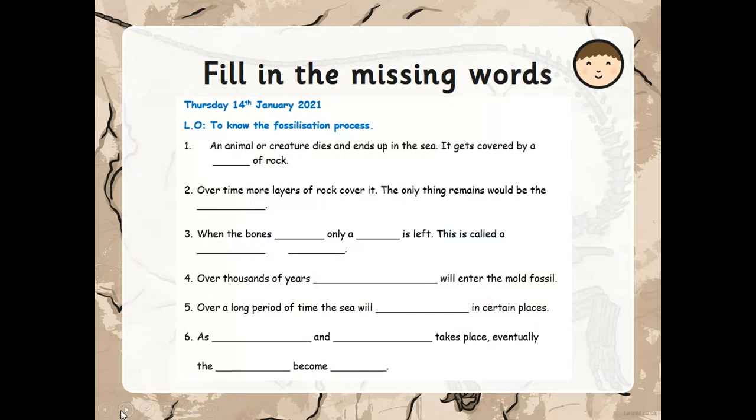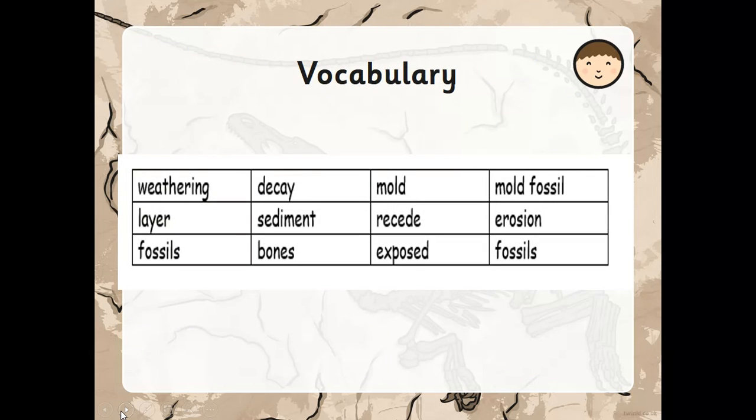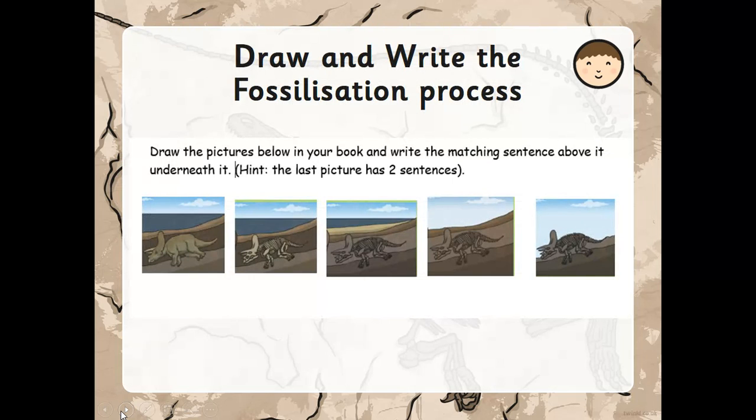So your task is to fill in this worksheet. You are to fill in the missing words. And I've given you the vocabulary on the next page, and you will find that all in your Word document on J2 Launch. Then I want you to draw and write the fossilization process. So draw the pictures and write the matching sentences, which is above, underneath each picture once you've drawn it. Hint, the last picture has 2 sentences.